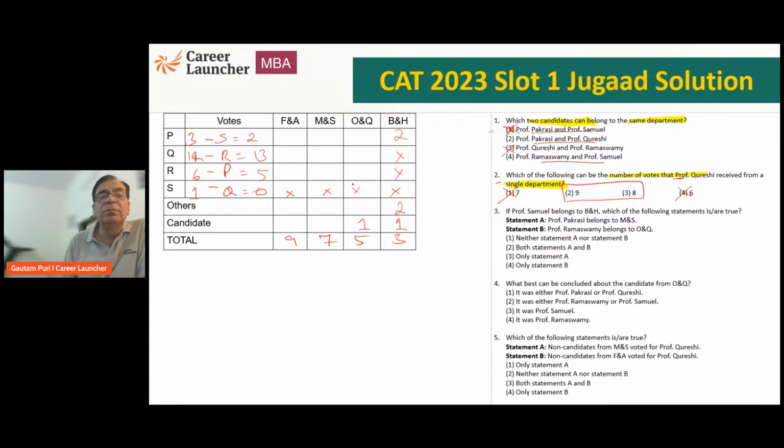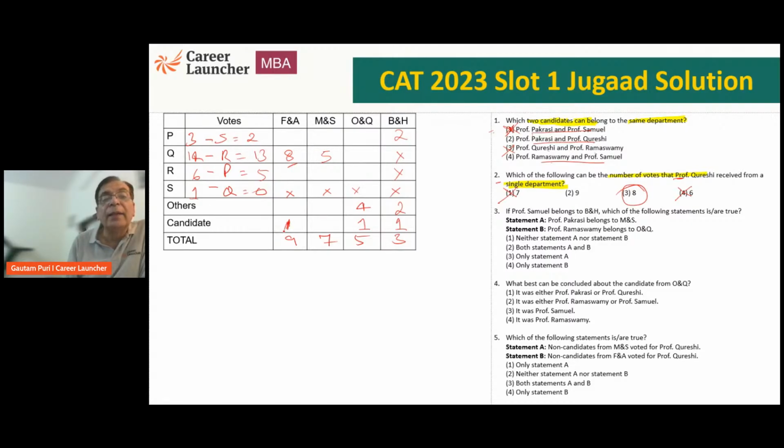Check one of them. Let me check for 9 or 8. Which one do you want me to check? Okay, let's check for 8. If we say 8 votes, where can he get 8 votes from? Professor Q can get 8 votes only from FNA, not from MS, because there is a maximum of 7, or OQ, which is going to be 4. So if he's getting 8 votes from FNA, from OQ he'll get only 4 votes, so 12. He needs 13, so this 4 is not possible. He needs 5 votes from here. 8 plus 5 is 13. That is perfectly fine.